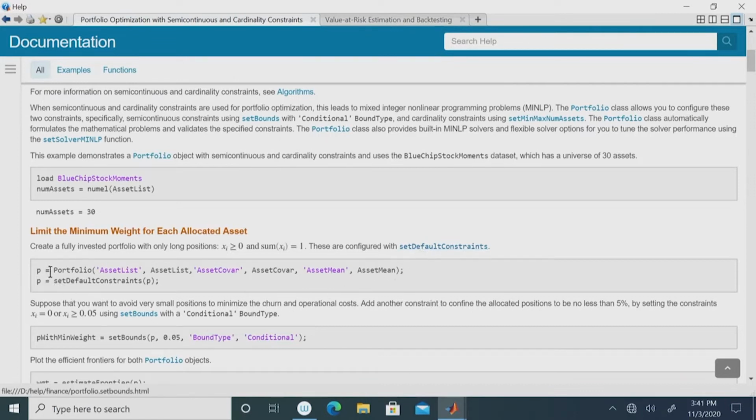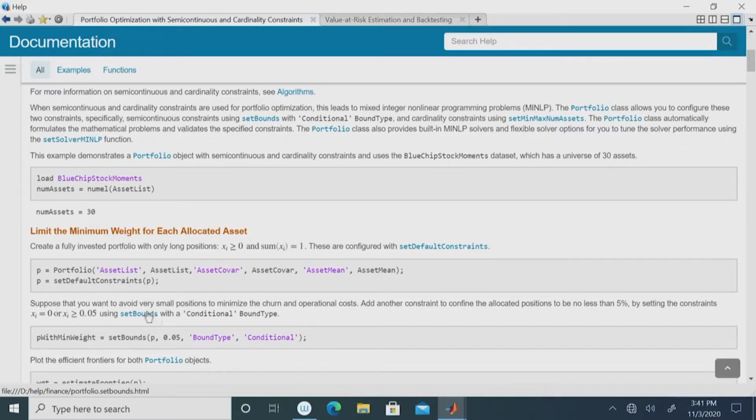So, I start off with P as my portfolio, where I have the asset list along with the moments, namely the asset covariance and the asset means. That means I have the expected return vector and the covariance matrix, as well as the asset list, and to this I set the default constraints. Now, on top of that, I want to limit the weights.